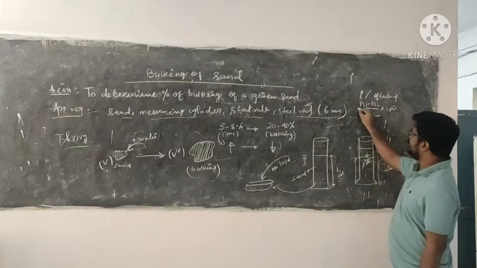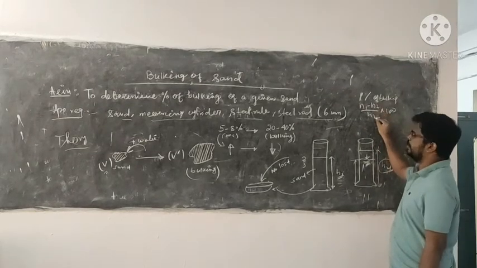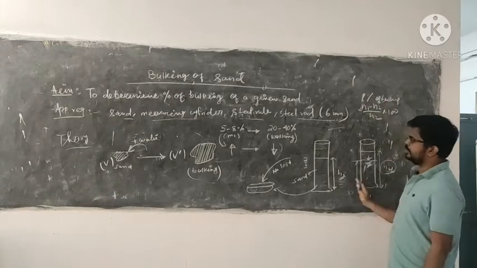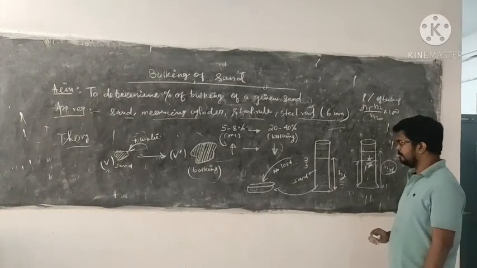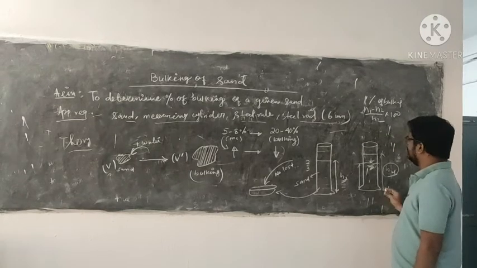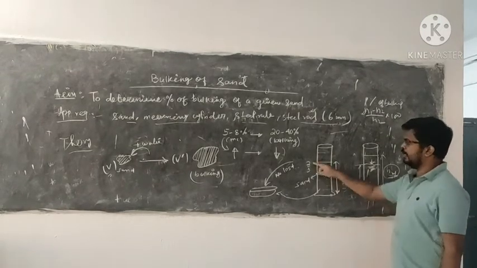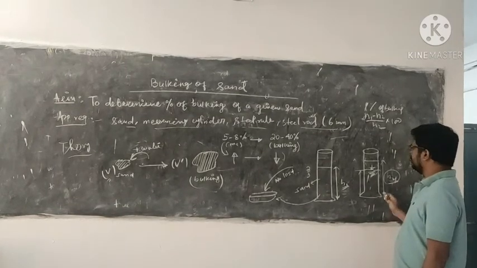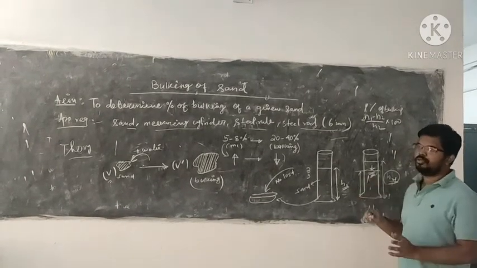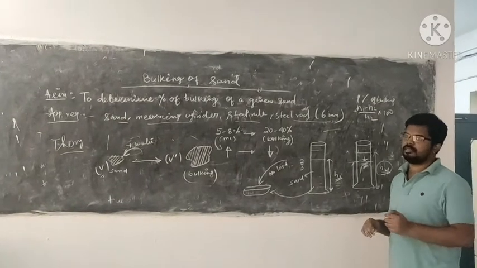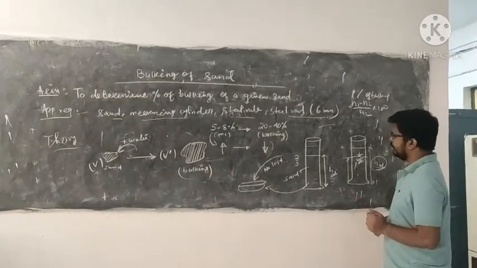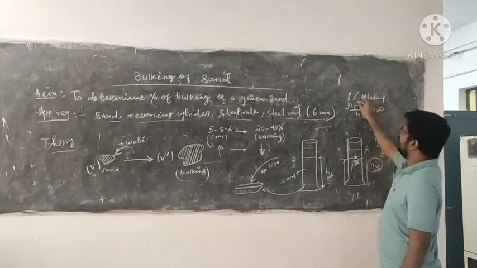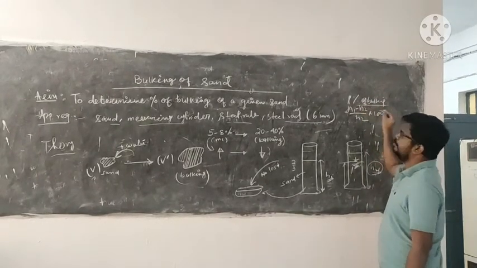How? This is H1 minus S2 divided by S2 into 100. What is H1? This is the height of the sand in the measuring cylinder. That height is generally two-third height of that cylinder. S2 is the height due to sand plus water. I have already explained the procedure to calculate S2. So percentage of bulking is H1 minus S2 divided by S2.